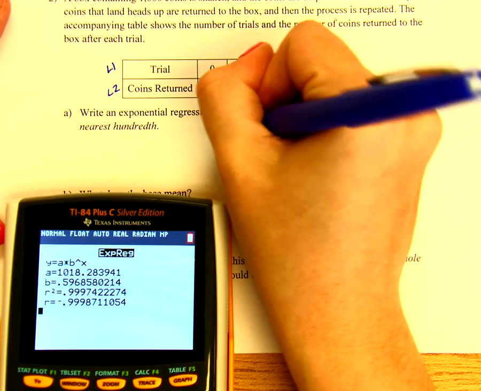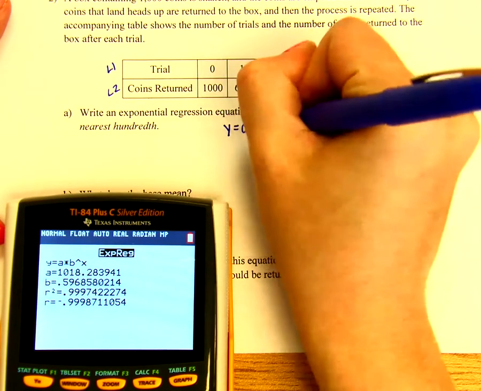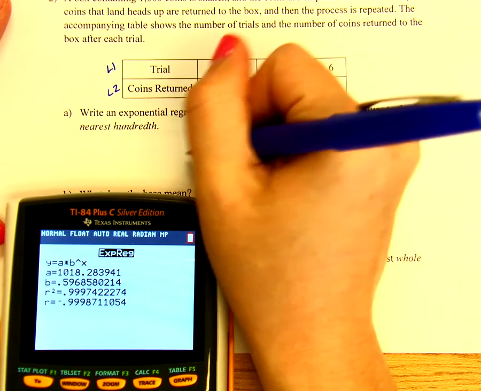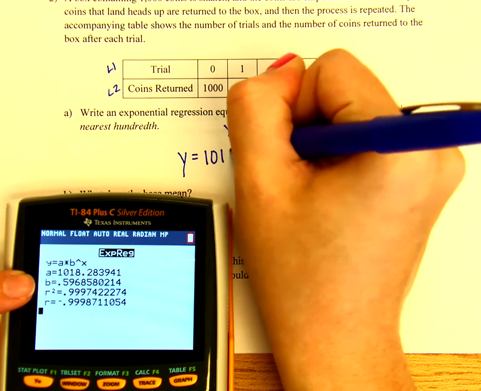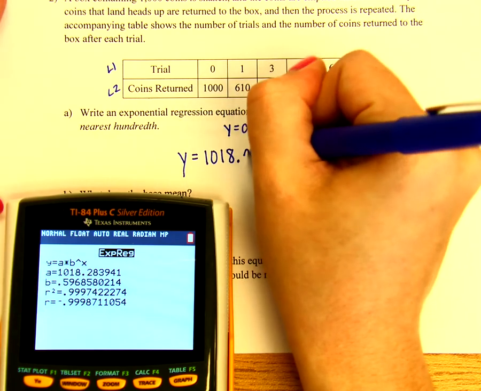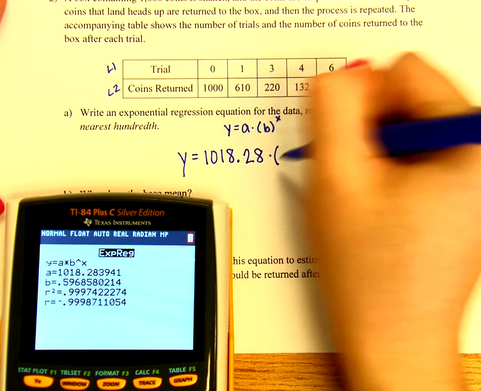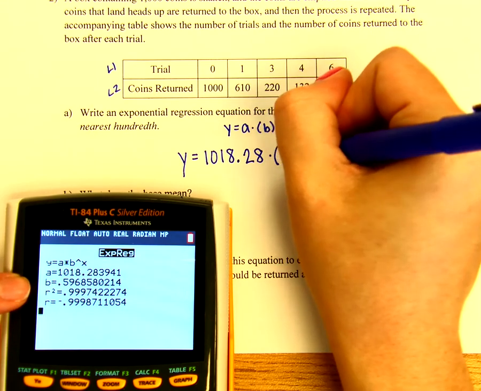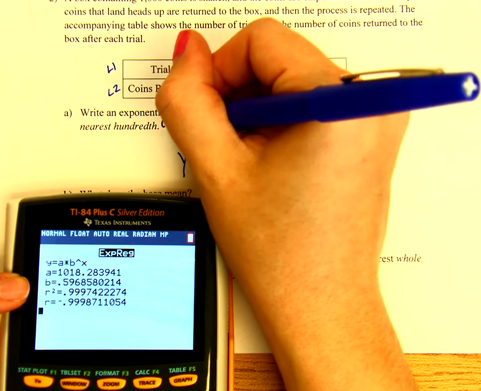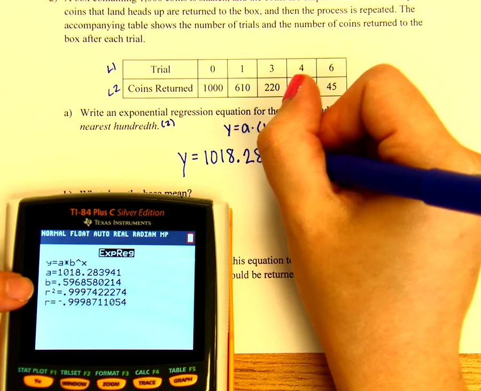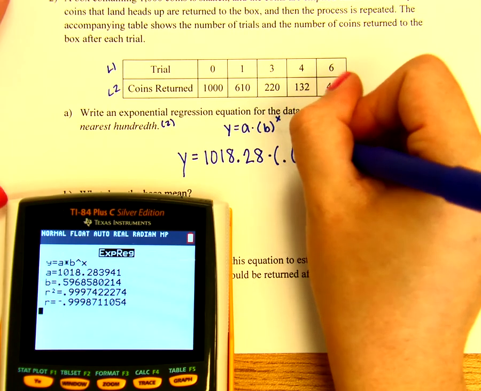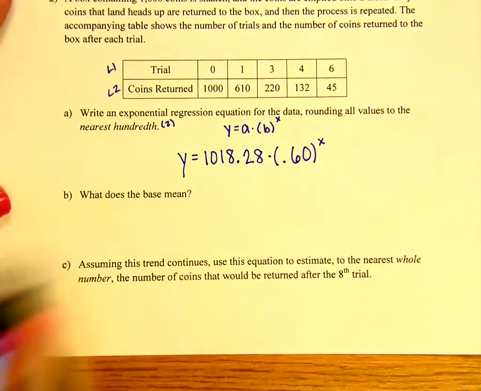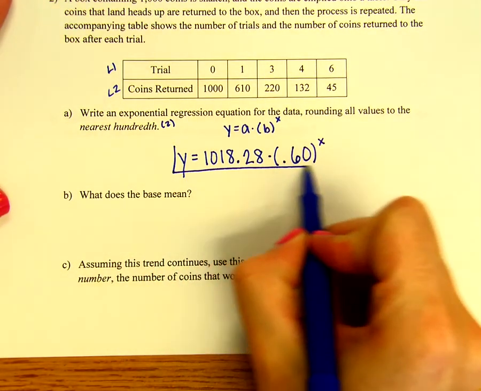And again, our equation, y equals a times b to the x power. And we're going to plug in y equals a is 1018.28 times our b value, which is 0.59, which would round to 0.60, to the x power. So that's the equation.